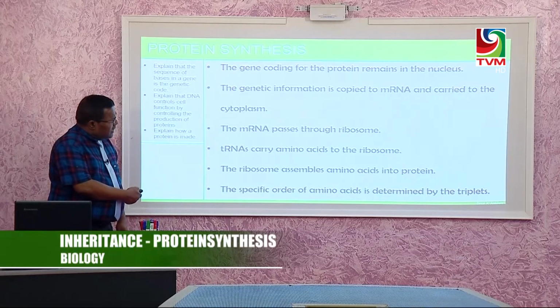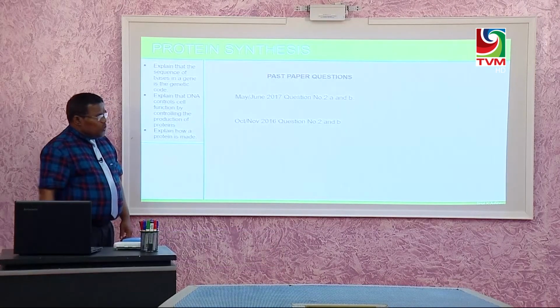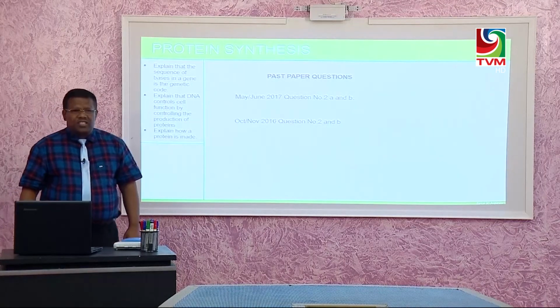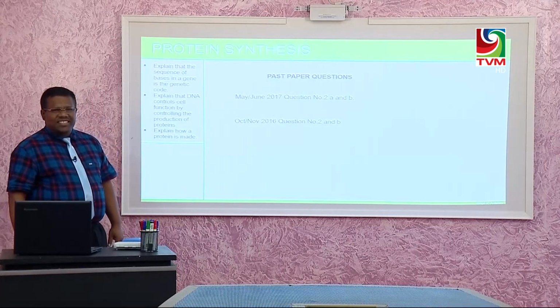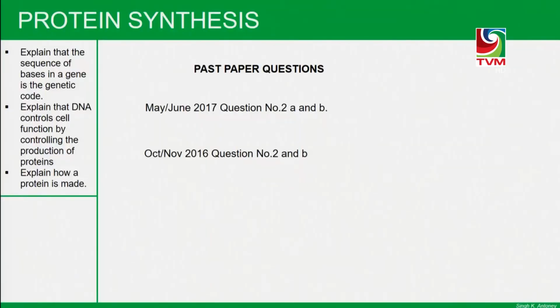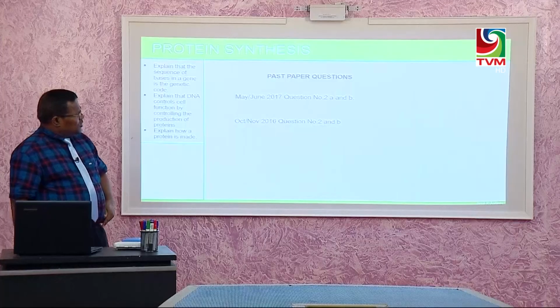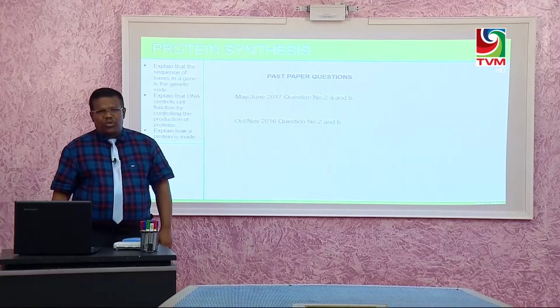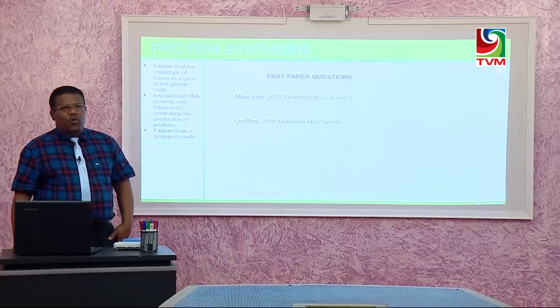I have also added 2 past paper questions which you are supposed to answer these days. The first one is found in the May-June 2017 theory paper, question number 2, A and B subdivisions. The second one, October-November 2016, question number 2, A and B, there A is missing. So just remember that these are the 2 questions I have chosen for you to answer before you could listen to the next episode.